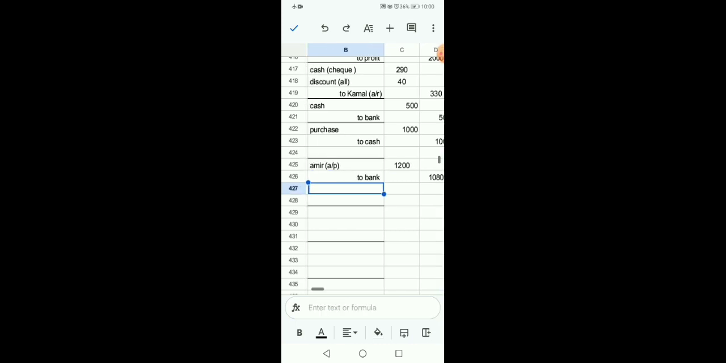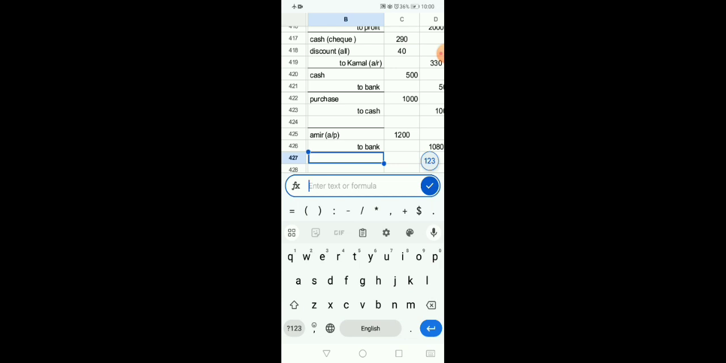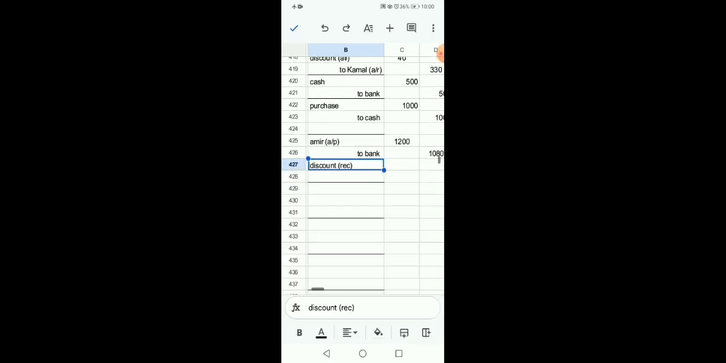So if you are paying cash 1080 in place of 1200, who will decide that you can pay less? The person to whom you are paying this amount, the account payable, he is the authority. He will decide that you can pay less. If he is permitting you and you are paying less, that means you are enjoying it. It is your income. He is discounting the amount. This discount is just like your income. Income should be mentioned on credit side. So you will write discount on credit side, as this is your discount received.